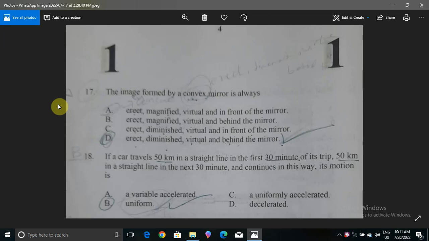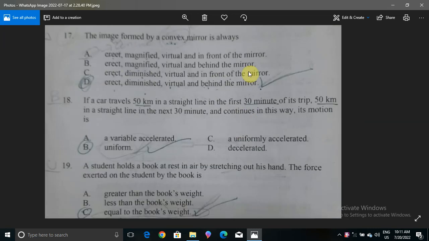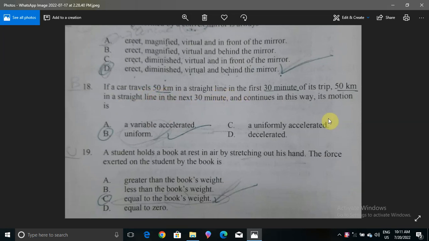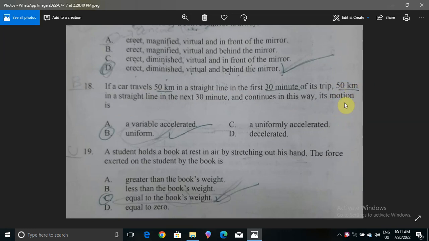so that means it will be erect, diminished, virtual, and behind the mirror. Now what we have here in question number 18, if a car travels 50 km in a straight line in the first 30 minutes of its trip, 50 km in a straight line in the next 30 minutes, and continues in this way, its motion is what? A variable accelerated? No. A uniformly accelerated? No. Because its velocity doesn't change. Decelerated? No. So that means it's a uniform.